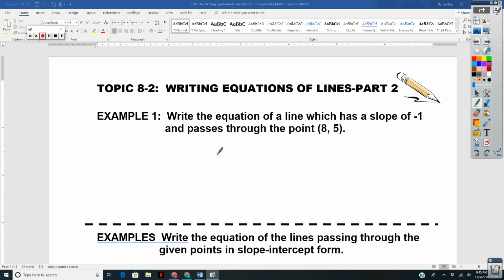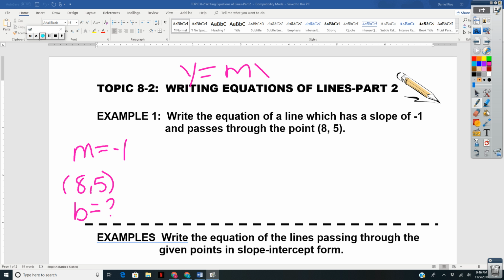Alright, so yesterday we were looking at writing equations, and in example 1, they actually gave you the slope, so the m was -1, okay? And they were telling you that it had to pass through the point (8, 5). Notice that we don't have a b. We need the b in order for us to write it in y equals mx plus b form. We don't have it, so that's what we're looking for. So the first thing you're going to do is label this x and y, and replace it into y equals mx plus b.